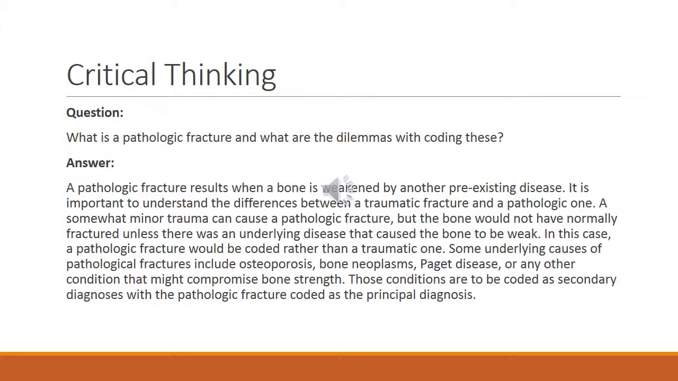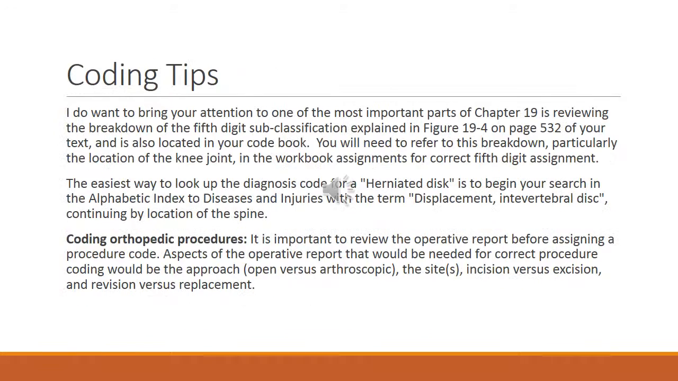Some underlying causes of pathological fractures include osteoporosis, bone neoplasms, Paget disease, or any other condition that might compromise bone strength. Those conditions are to be coded as secondary diagnoses with the pathologic fracture coded as the principal diagnosis.